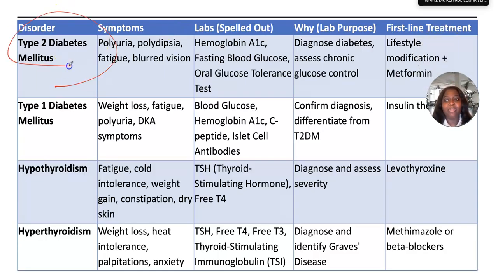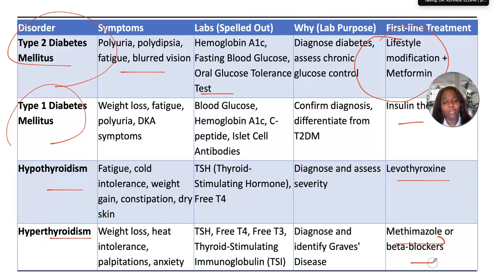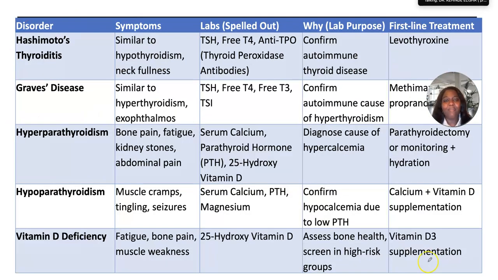For type 2 diabetes, we already know what it is. We learned it in the basics already. We went through the basics first. So what is the first line? Lifestyle modification plus metformin. Type 1 diabetes, what is the first line? Insulin therapy. Hypothyroidism, levothyroxine. Hyperthyroidism, methimazole or beta blockers. Okay, that is kind of the only thing that is different.